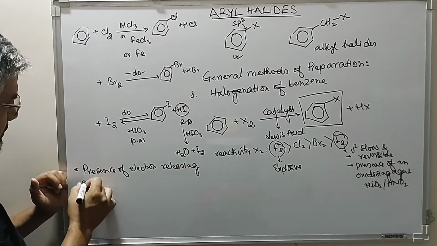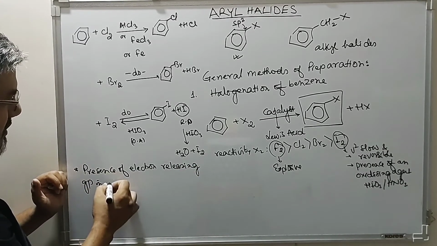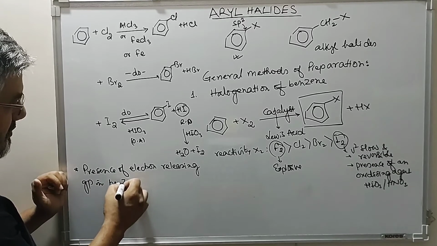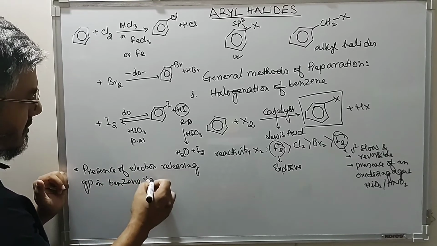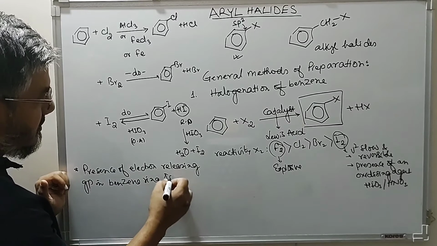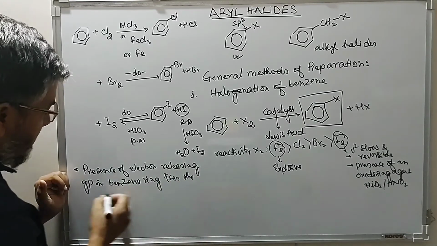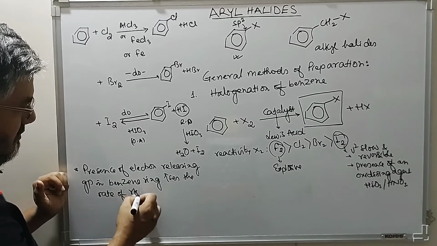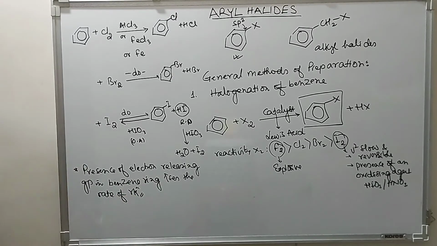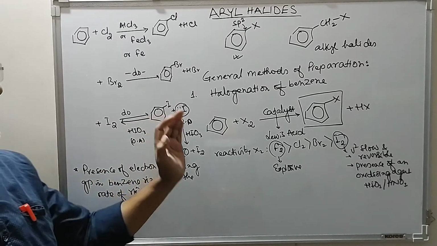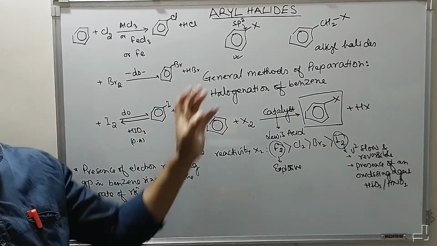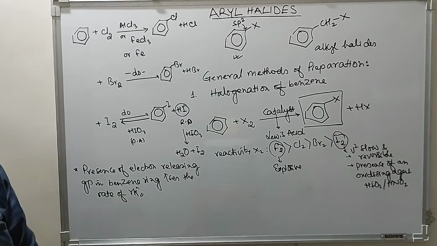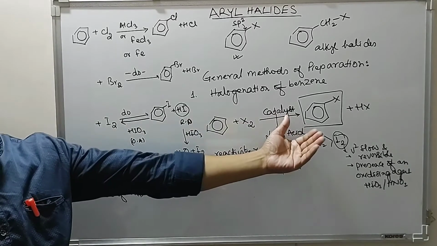Presence of electron releasing groups in the benzene ring increases the rate of reaction. So if the benzene ring contains a particular group which shows electron releasing property, then this reaction will be faster.